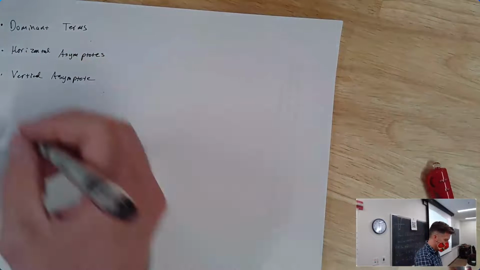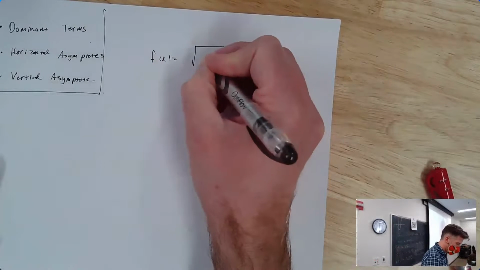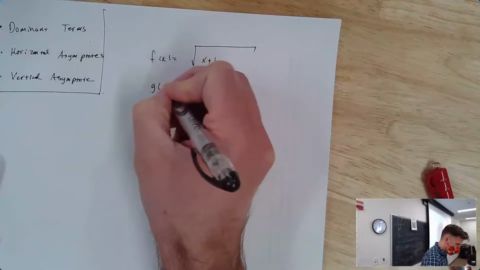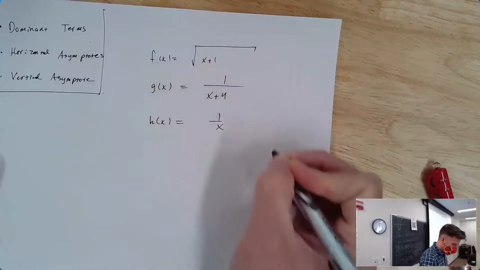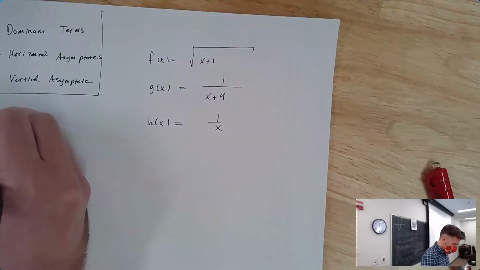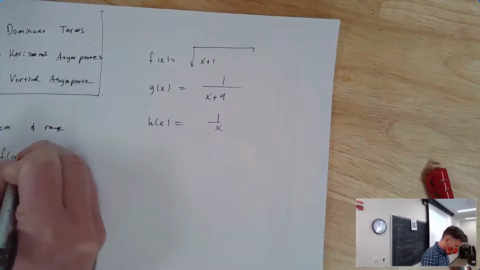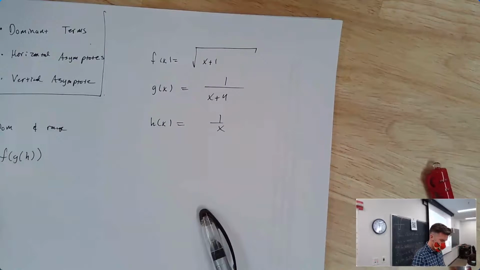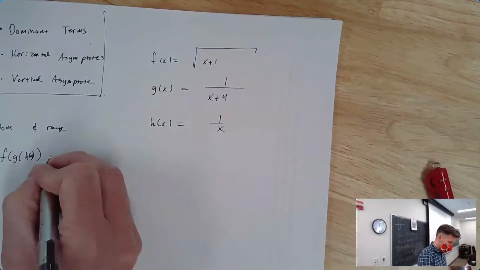Did you find your example yet? Yes, so f of x is the square root of x plus 1. g of x equals 1 over the quantity x plus 4. h of x equals 1 over x. And what are we being asked to find? Find the domain and the range of f of g of h of x. Okay, domain and range.